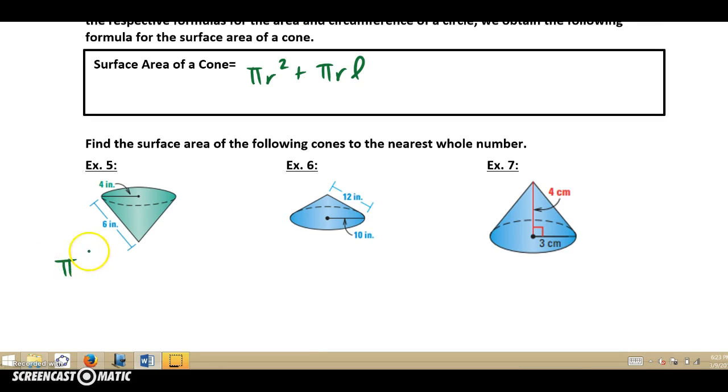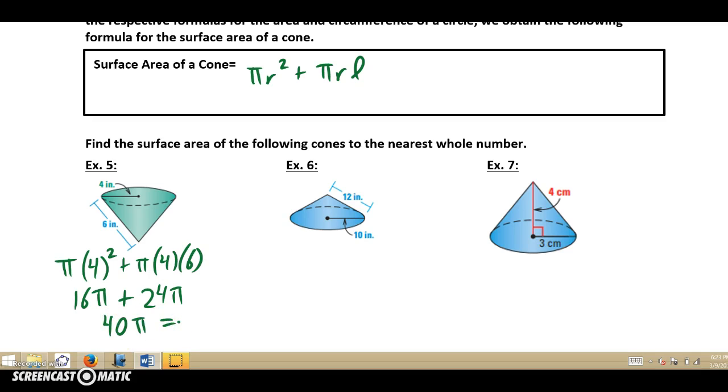So let's see. Pi times the radius squared plus pi times the radius times the slant height. You'll notice they gave it to us. Okay, it's the length along the edge there. So 4 squared is 16 pi. 4 times 6 is 24 pi. 16 pi plus 24 pi is 40 pi. And then when you take 40 times 3.14 and you round it, you get 126 square inches again, because we're still finding surface area. Alright, let's do number 6 here.